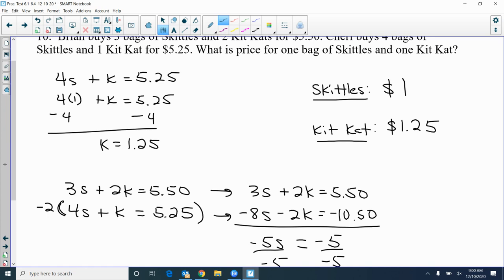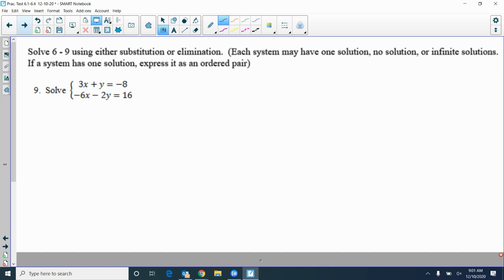Substitution or elimination. Using substitution or elimination. Now, for each system, in this case it doesn't tell you to answer one solution, no solution. It's just saying that could happen. And if it does have one solution, you do need to list the ordered pair, just like you normally do. So don't just say no solution or one solution and stop. Find the answer.